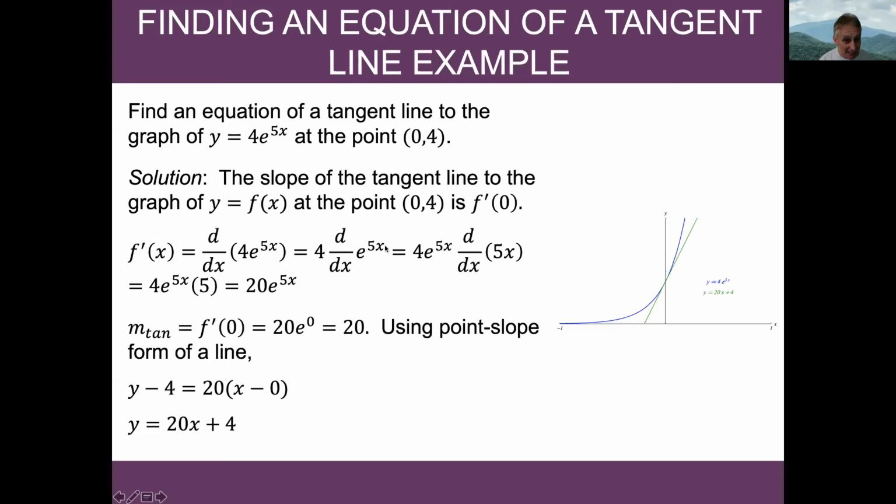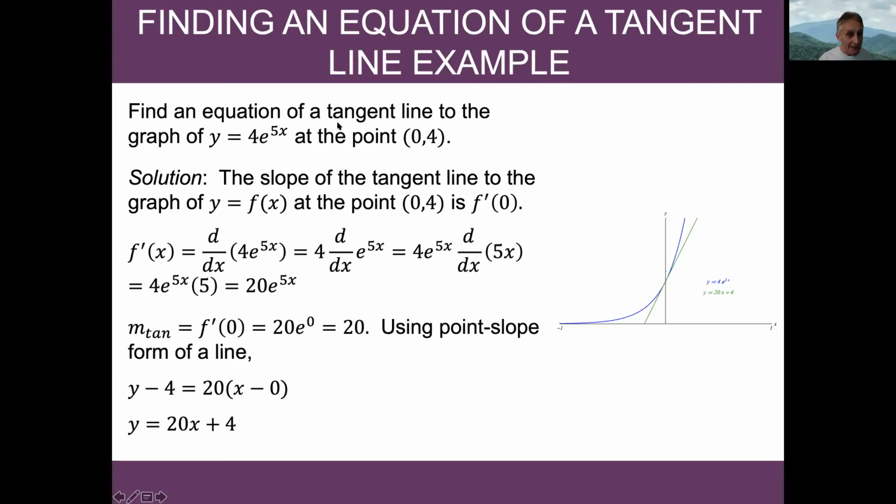And the derivative of this, you've got to use the chain rule now because there's not just an x. So you take the derivative of e to the 5x, and you get e to the 5x back, times the derivative of the exponent, and the derivative of 5x is 5. So the 5 and the 4 are on the same level, so you end up with 20 e to the 5x. This is the slope of this function at any point, all right?